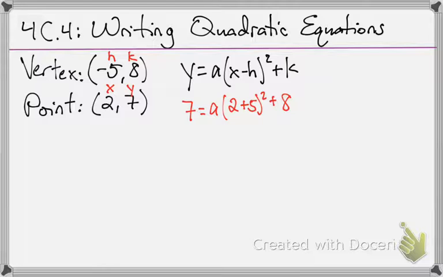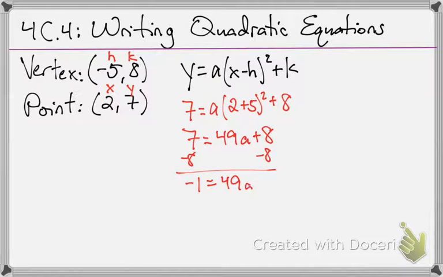Now it's just a matter of doing correct order of operations. So I'm going to do what's in parentheses first. 2 plus 5 is 7, and then square that value. So I can rewrite this as 49a. And then all of a sudden, this becomes a pretty easy equation to solve. We're going to subtract 8 from both sides. Negative 1 equals 49a. Divide each side by the 49.